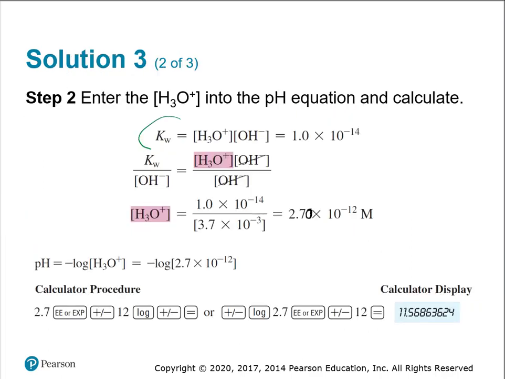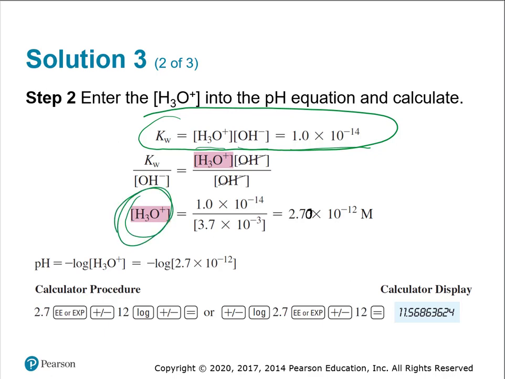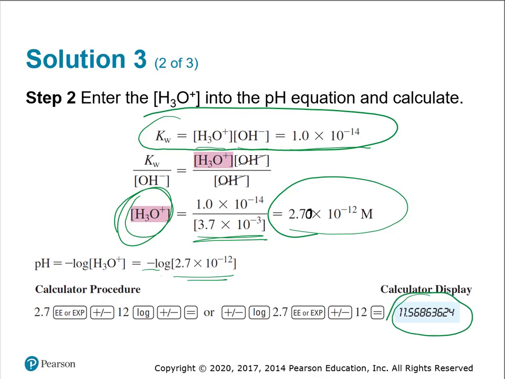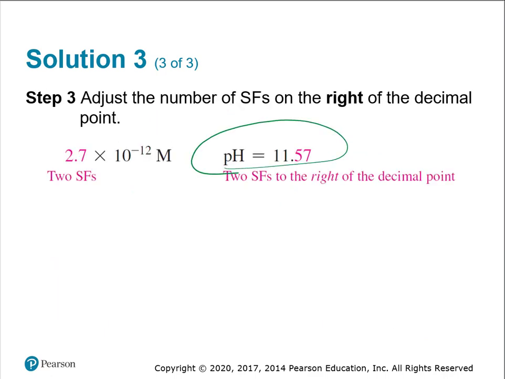Here's the one way, using Kw. We know hydronium times hydroxide is 1 times 10 to the negative 14. So to solve for H3O plus, we do 1 times 10 to the negative 14 divided by 3.7 times 10 to the negative 3. And I would get a hydronium ion concentration of 2.70 times 10 to the negative 12. And the negative log of 2.7 times 10 to the negative 12 would give me 11.57 with the correct number of sig figs.